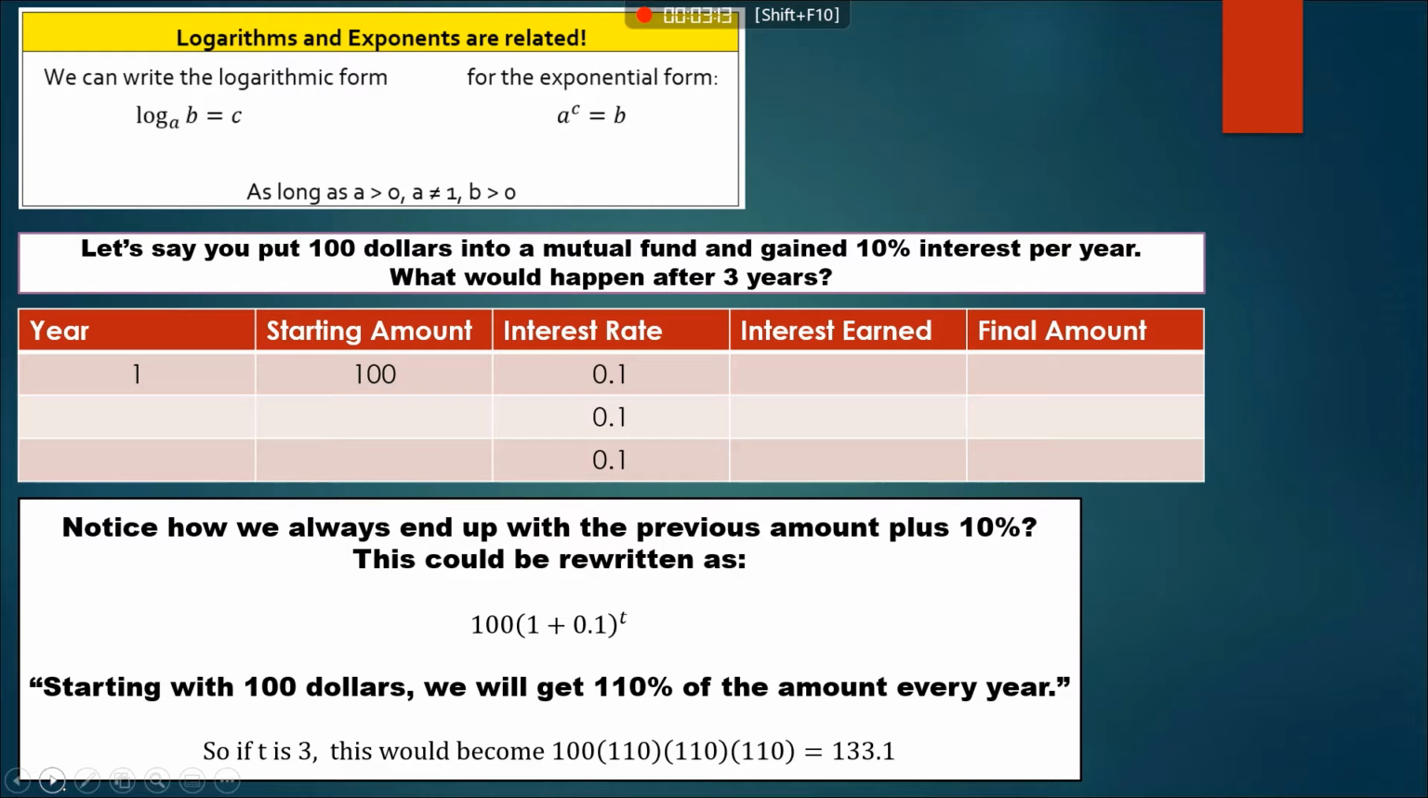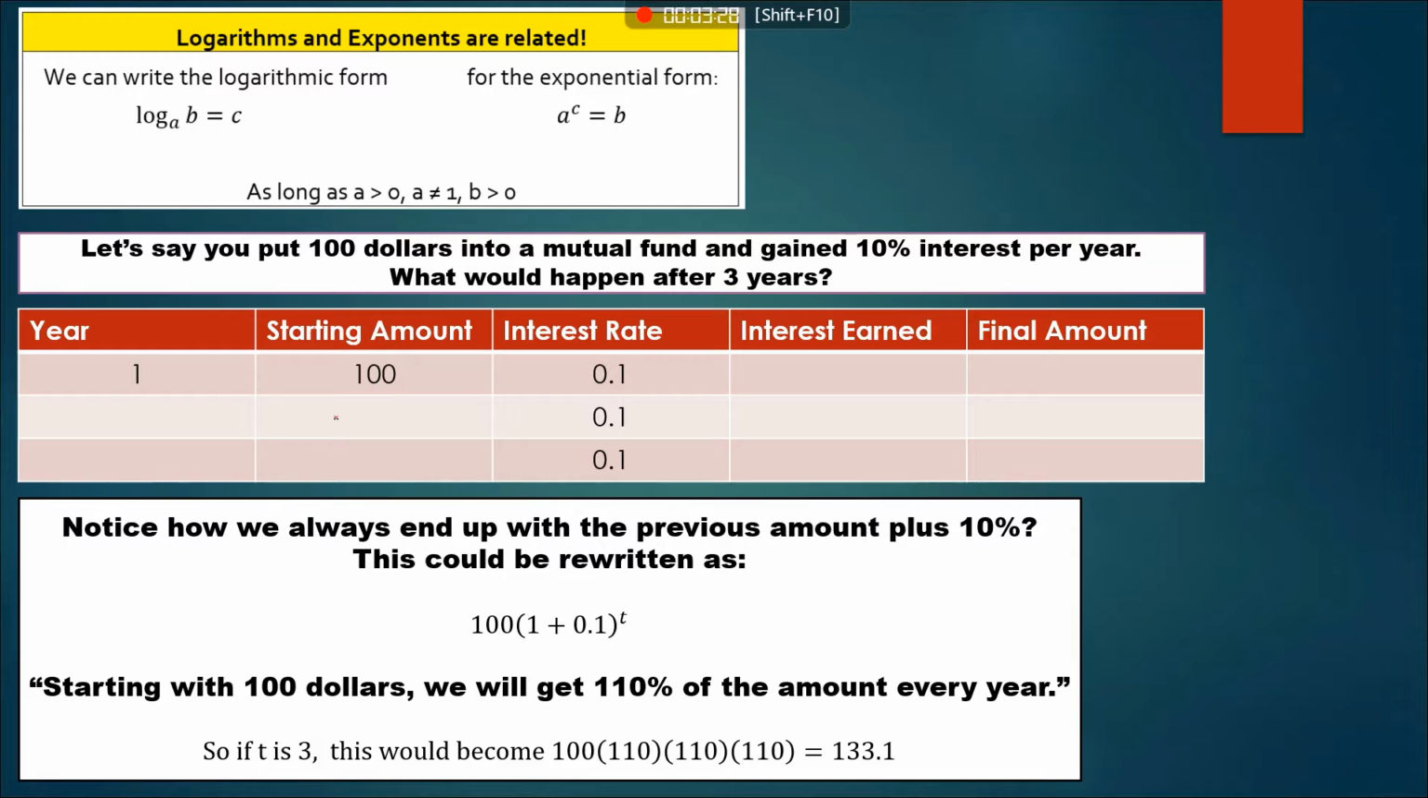Okay. So I'm going to start off just looking at some basic annual interest, and we'll build up to our compound interest formula. So I've got $100 in a mutual fund, and I'm getting 10% interest per year. I want to know what would happen after 3 years.